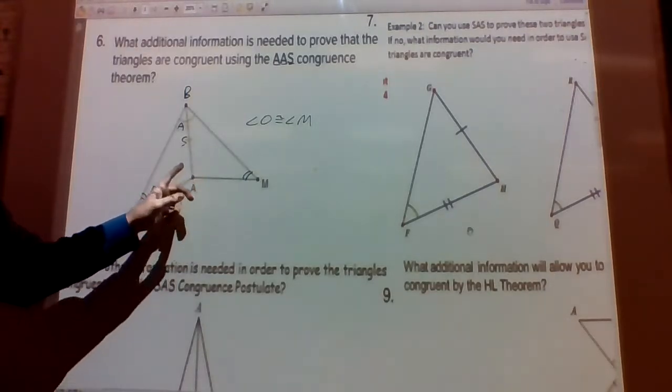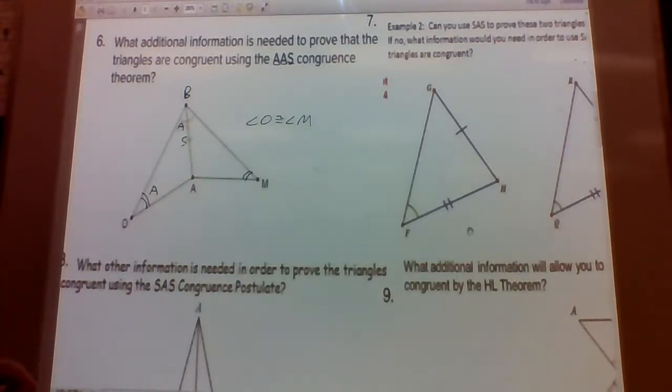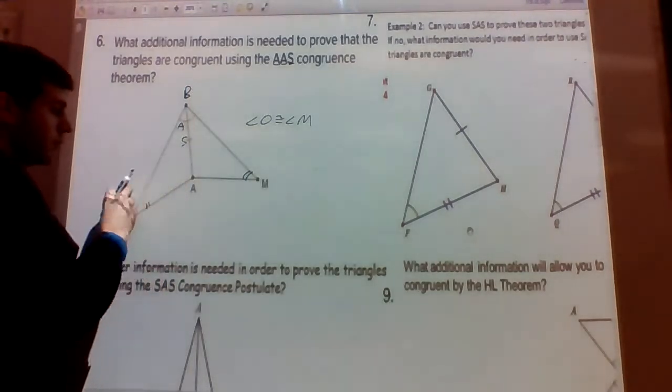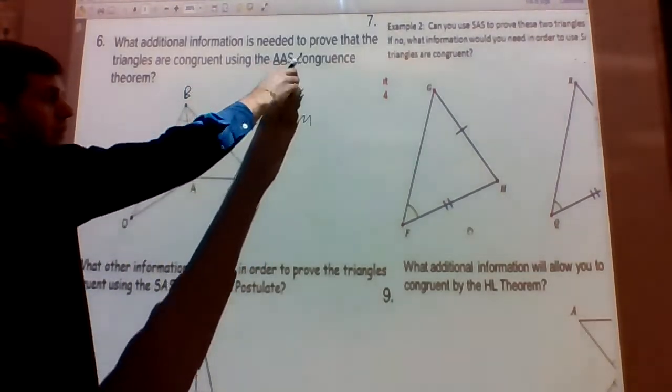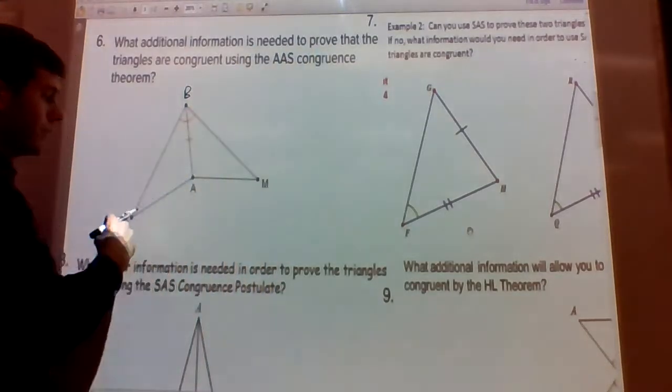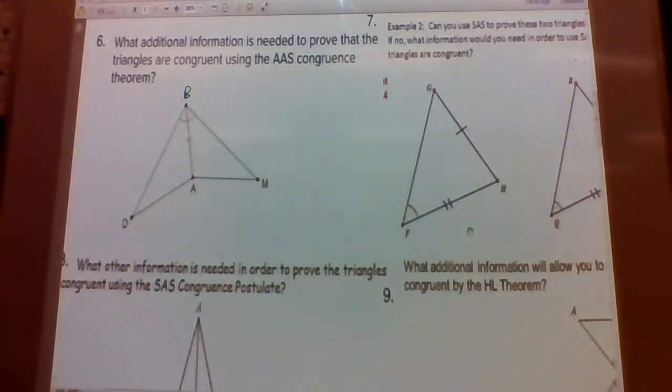But we can't choose these angles because then the side would be included, so it would be angle side angle, which would tell us the triangles are congruent, but it would not help us prove using angle side. So angle O has got to be congruent to angle.